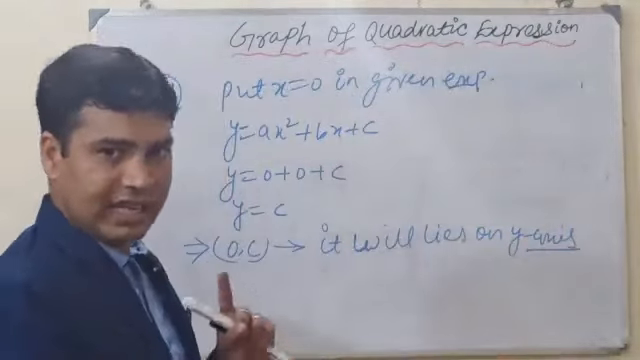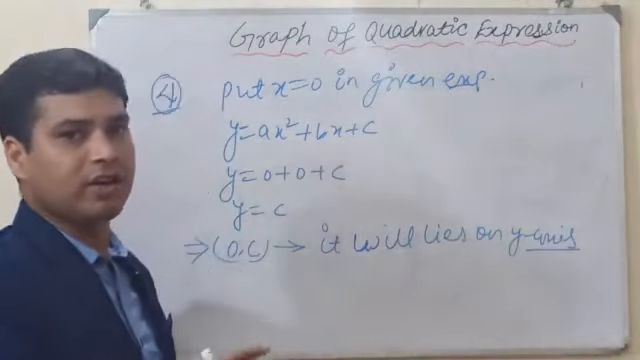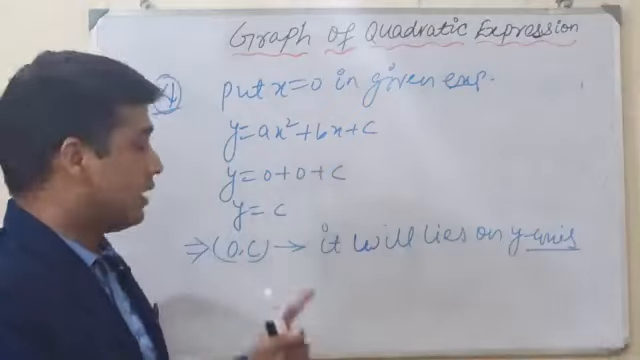Okay, so this fourth thumb rule you need to remember. First thing is a, the shape of the graph, upward parabola or downward parabola. Second condition is the vertex.